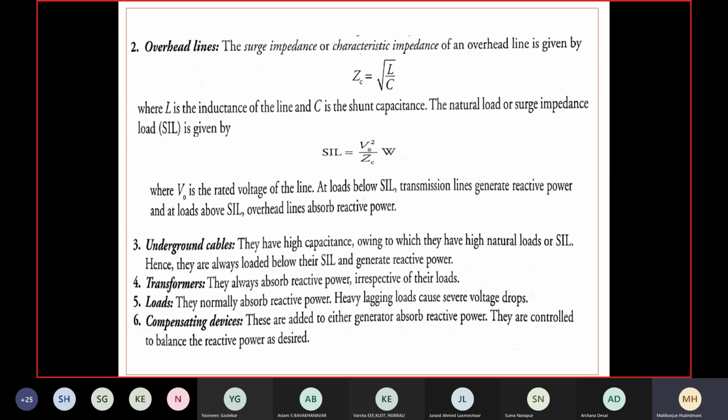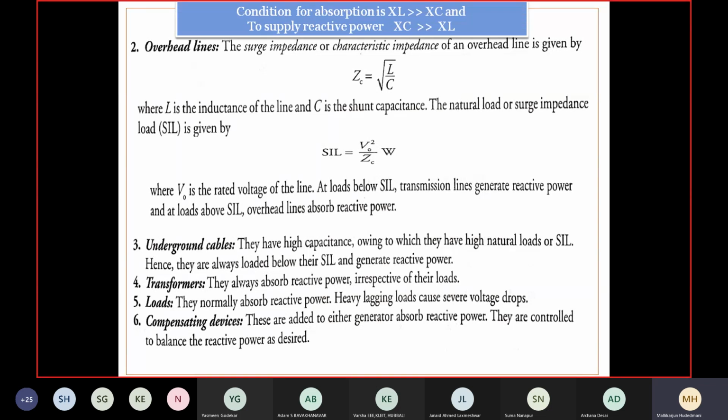Then I would quantify the overhead line the other way: whenever their inductive reactance dominates over the distributed capacitance, they start absorbing reactive power. Whenever the capacitive reactance of the line dominates over the inductive reactance, definitely the leading nature is noticed, and the absorption of reactive power is very less at that time. As a notation, the condition for an overhead line to absorb reactive power from the system in endeavoring its duty is XL greater than XC. At that time it is going to absorb the reactive power.